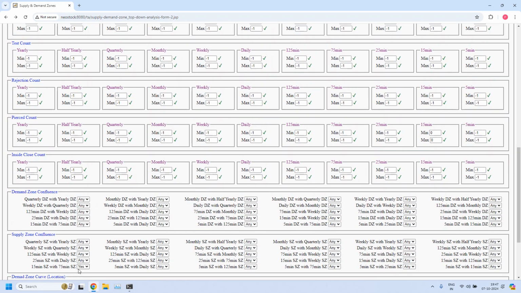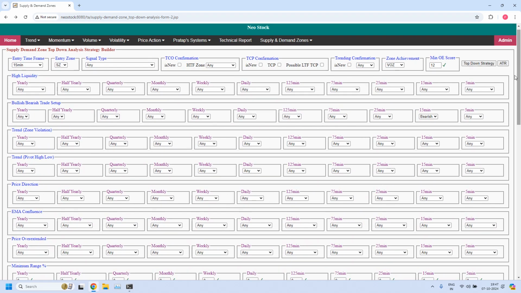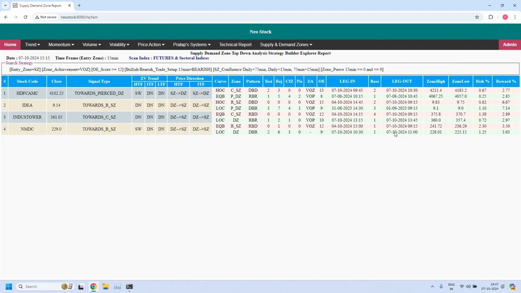Already we enabled 15-minute supply zone with 75-minute supply zone. I am enabling 15-minute supply zone with daily supply zone and also 75-minute supply zone with daily supply zone confluence. Let's verify LTF, ITF, HTF supply zone confluence. 4 stocks are filtered. In all, 2 stocks are having downtrend, remaining two sideways.